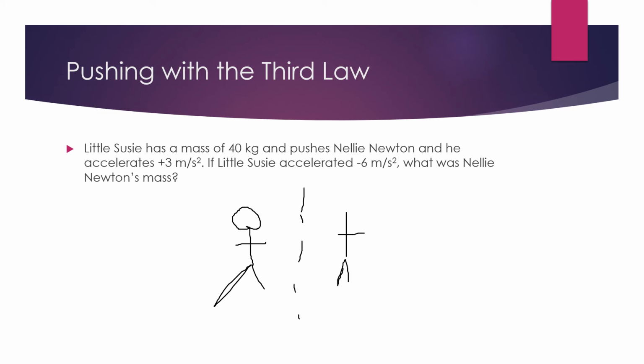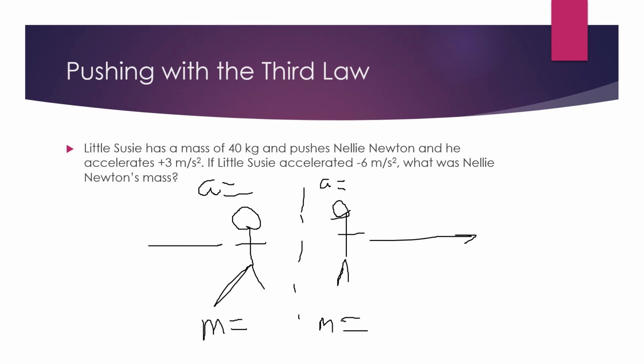All right. Little Susie. So again, this is the basic picture that you draw. You draw two people, two objects. Doesn't matter. And they're going to have equal and opposite forces. So this time we know this is little Susie because of the hair. I'll put LS and NN. Okay, she's got a mass of 40.